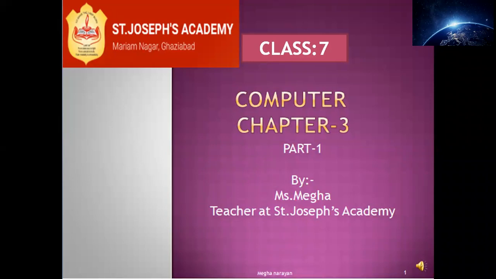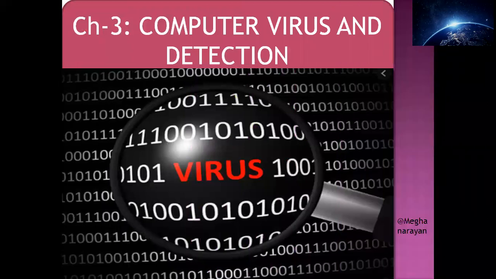So, for class 7th, in this class, we would be discussing chapter number 3, part 1. This chapter 3, I had divided into two parts. This is part 1, so let's continue. Chapter number 3, name is Computer Virus and Detection. In this chapter, we would be discussing what are viruses, what exactly are the harms caused by this virus, what are the ways via which it can enter into your system, how to detect it, etc.